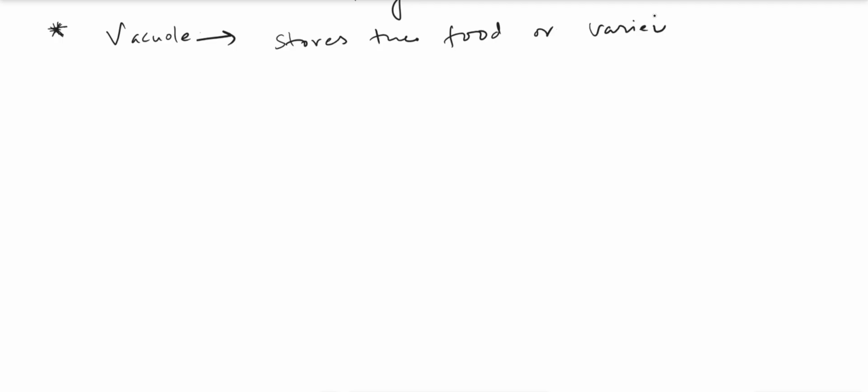Now the next are the vacuoles. We can see vacuoles in both plant cells and animal cells. In animal cells they may or may not contain vacuoles, and the vacuoles are small and large in number, whereas in a plant cell there is a single large vacuole. It is found in both cells, and vacuoles store food or a variety of nutrients.